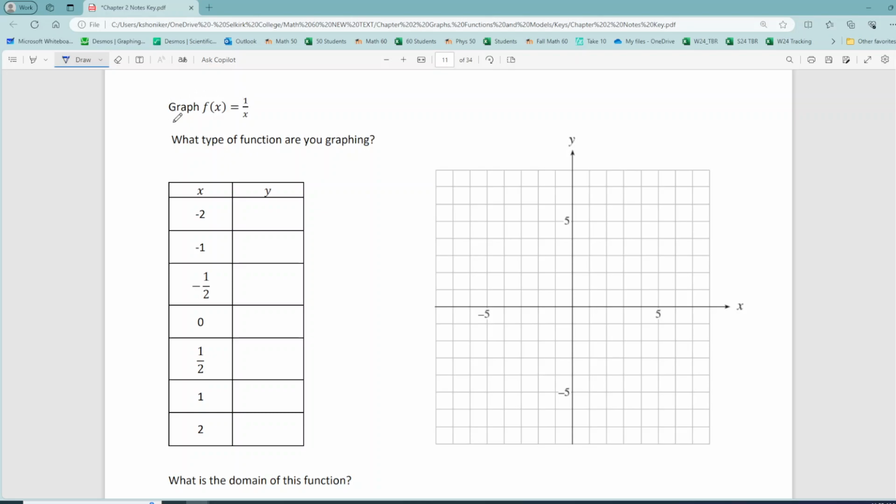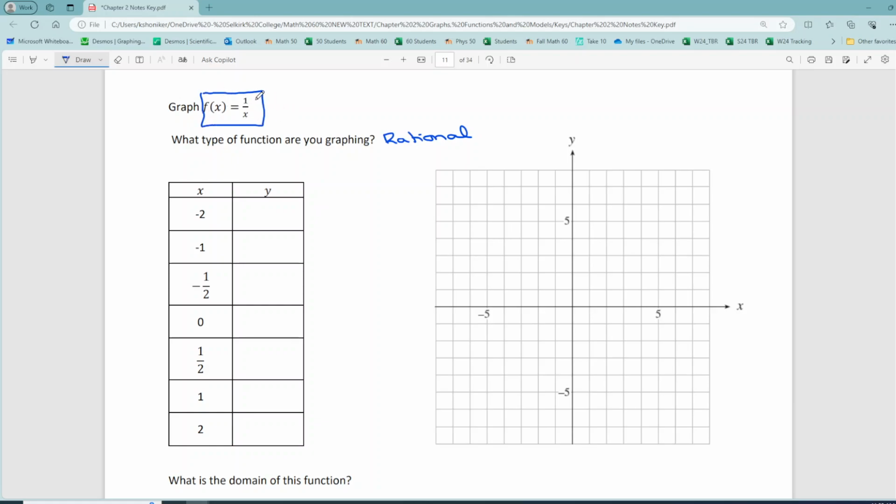The next function is this one. Now for this one, the x is in the denominator, so we call this a rational function. When you're graphing a rational function, let's pick values of x and solve for y. Now I've chosen the values to pick. I won't really get you to graph these guys from scratch very much.